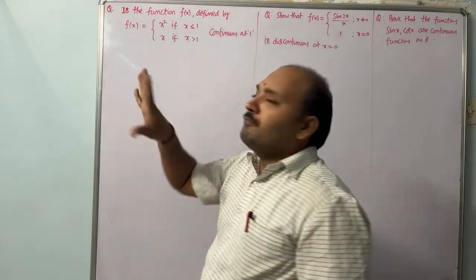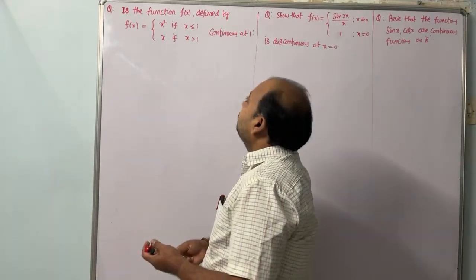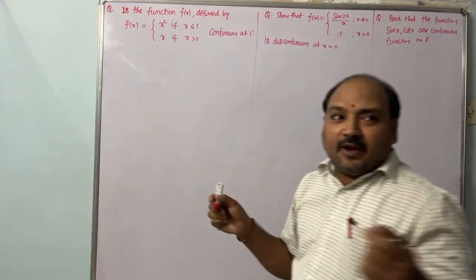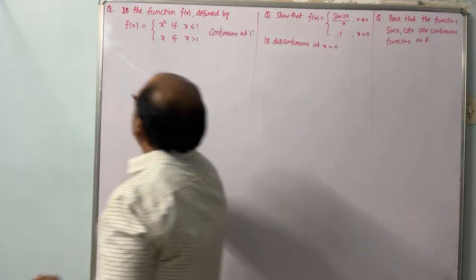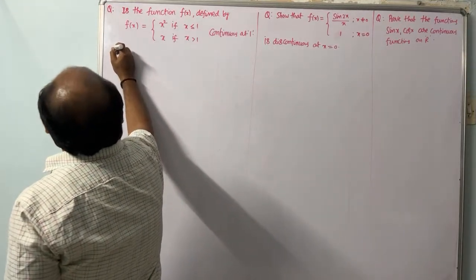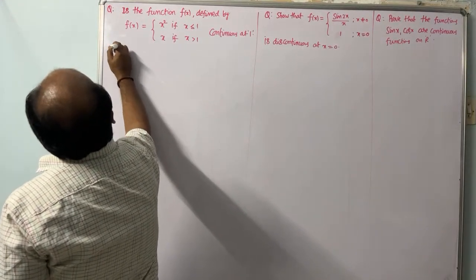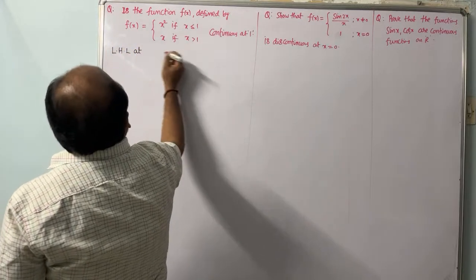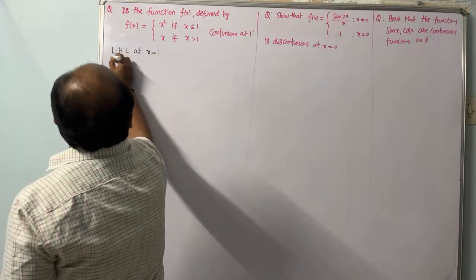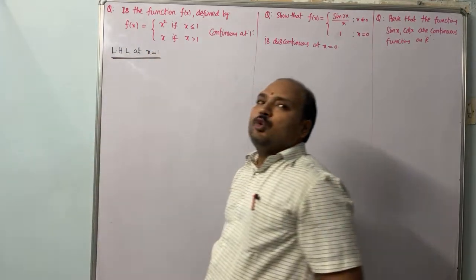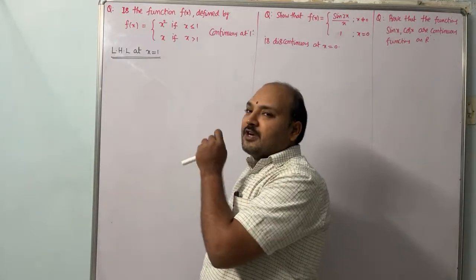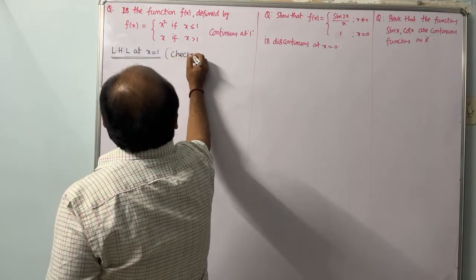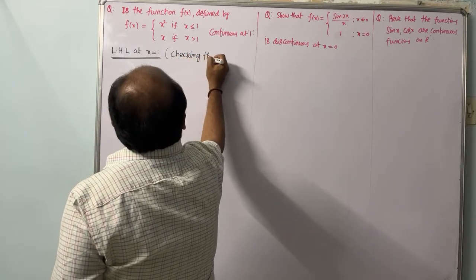How to prove the given function is continuous? Based on the conditions here, first left hand continuity and right continuity. I am finding the left hand limit here, LHL at x is equal to 1. You remember, dear students, checking the left continuity, you write it here. That means checking the left continuity.